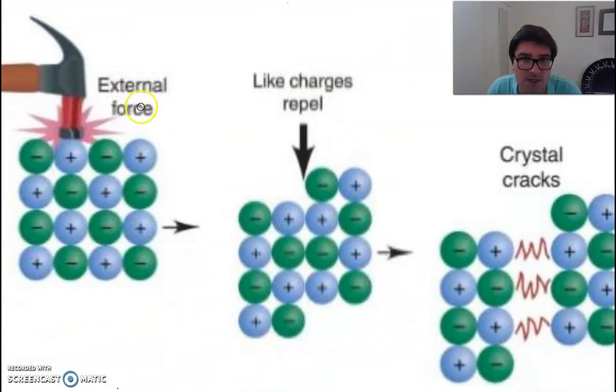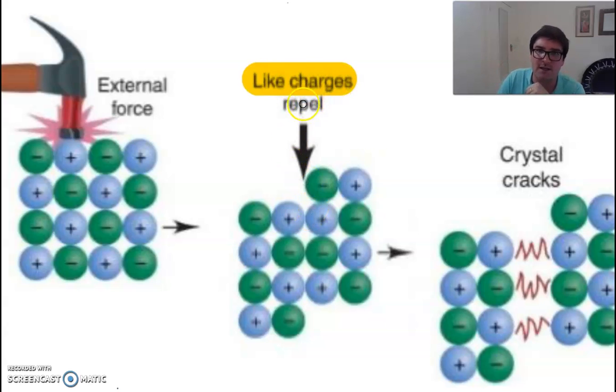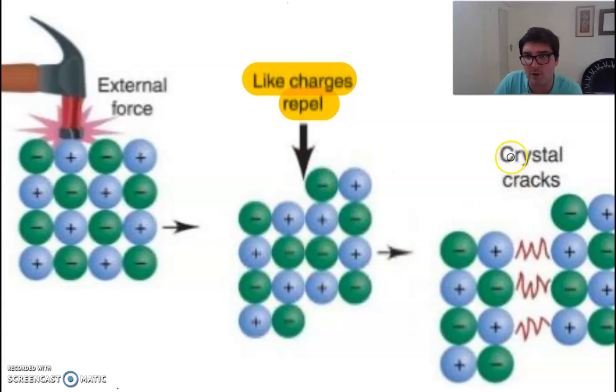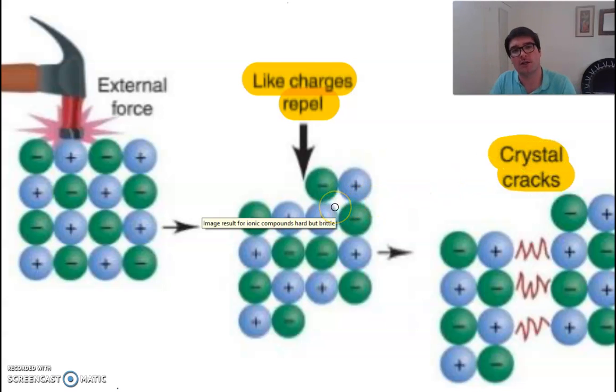If an external force is applied, what happens? I apply the force there. Now there's a shift in my crystal lattice, and I want you to see what happens here. Due to that shift in the crystal lattice, like charges come closer together. And what do like charges do with one another? They repel. And that repulsive force then is more than the attractive forces that keep the crystal lattice together all the time. And at those places where you have those repulsive forces, the crystal will crack. So even though the ionic compound is hard, it is still brittle.